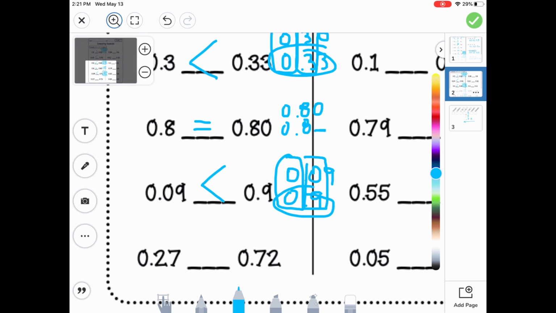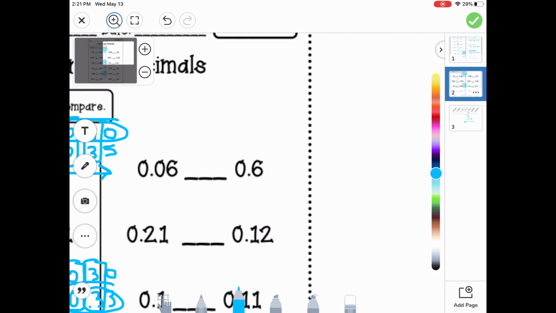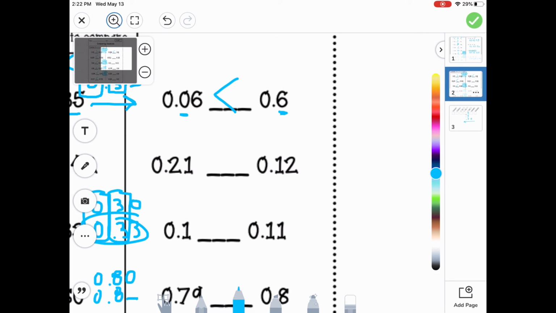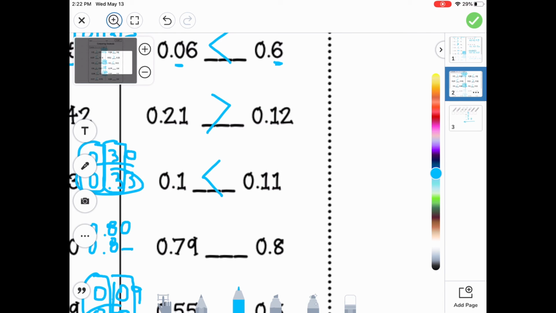The bottom problem on the left side, 0.27 is less than 0.72. To the opposite side, 6 hundredths is less than 6 tenths. Remember, this one has no tenths, but this one has 6 tenths. 21 hundredths is greater than 12 hundredths. 1/10 is less than 11/10. 79 hundredths is less than 8/10.